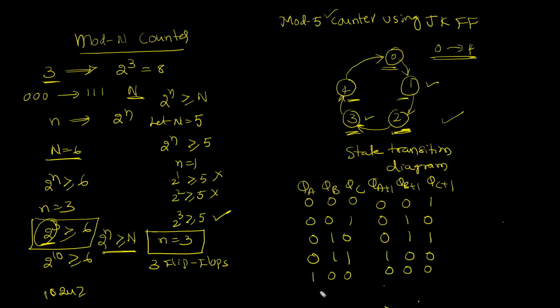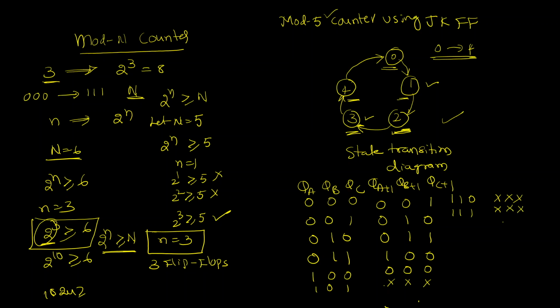What is the next state for the rest of the cases? Say for example the present state is 1 0 1. What is the next state? There is no next state. Similarly for the rest of the cases, like 1 1 0 and 1 1 1, the next states don't matter.